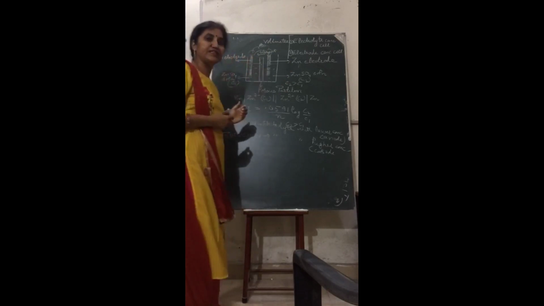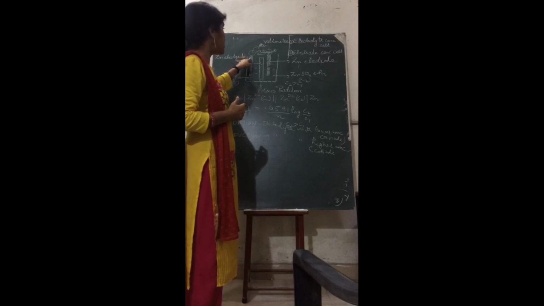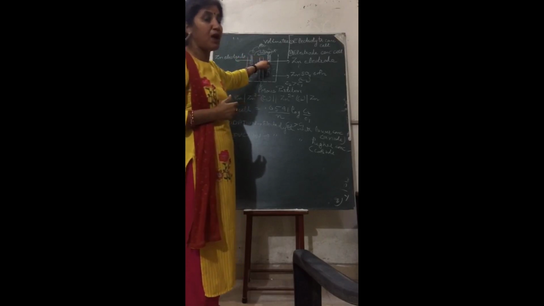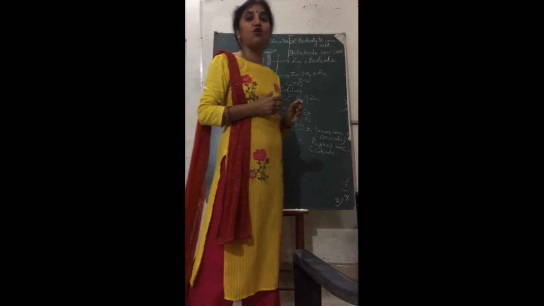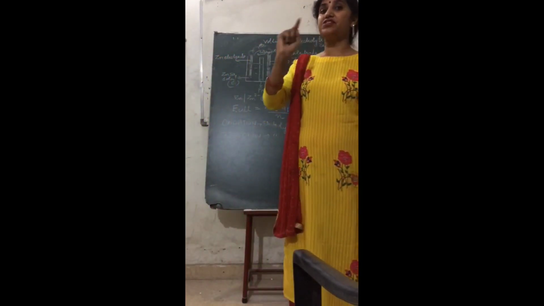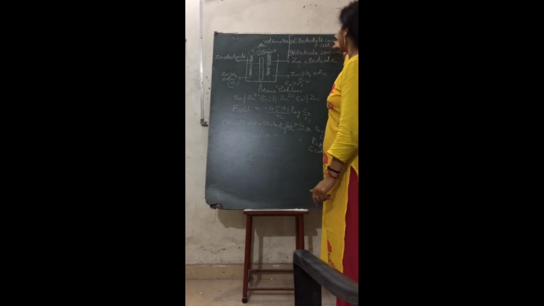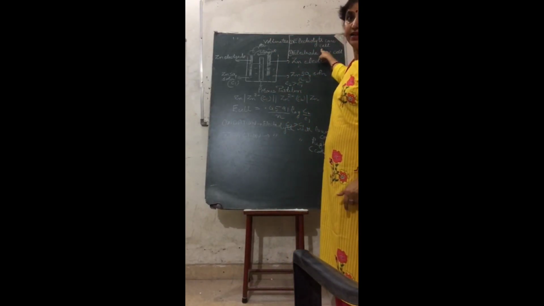So, what we have seen in this cell, these are cells in which the electrodes are of the same type, but the concentration of the electrolyte is different. Such concentration cells are known as electrolyte concentration cells.